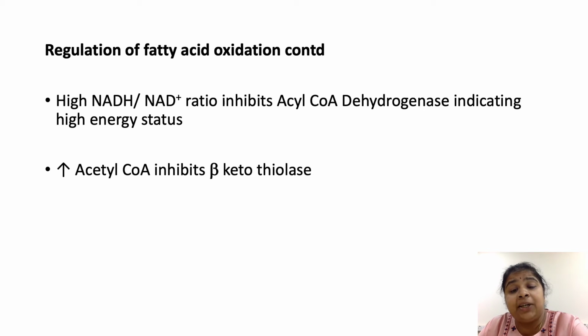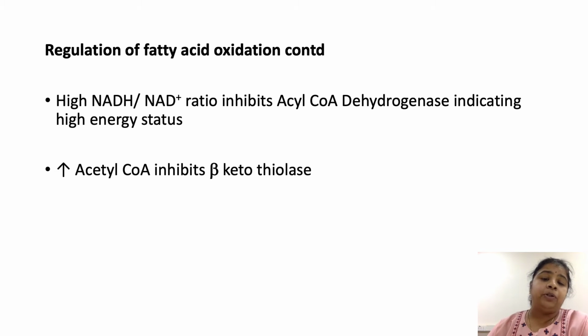Now if there is accumulation of acetyl-CoA, we saw that beta oxidation is sequential removal of acetyl-CoA molecules. If this acetyl-CoA is not utilized, that is, it does not enter the TCA cycle, or the TCA cycle is inhibited because of high energy status, again a high NADH to NAD ratio will also inhibit the TCA cycle.